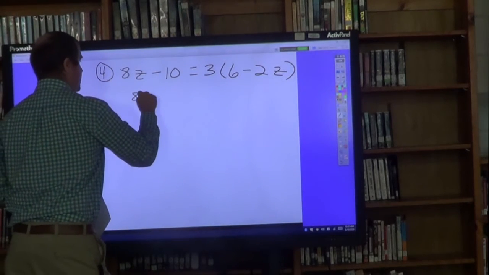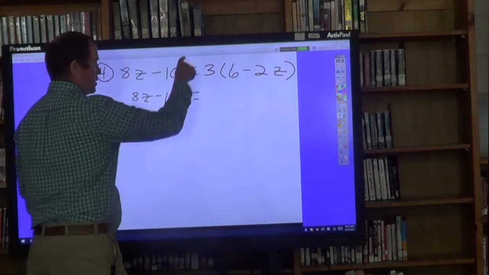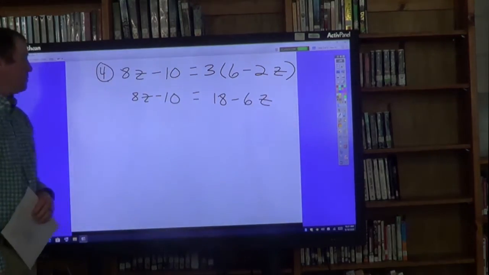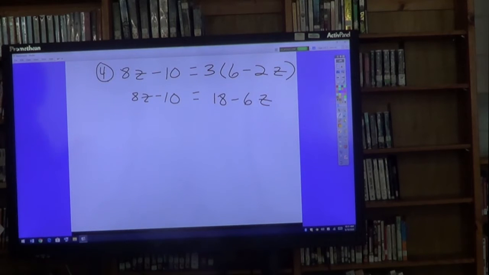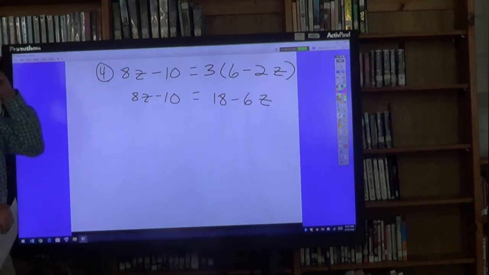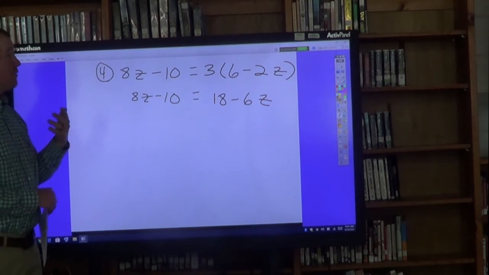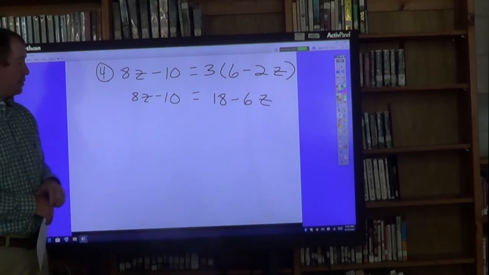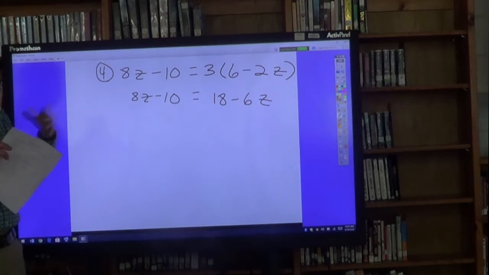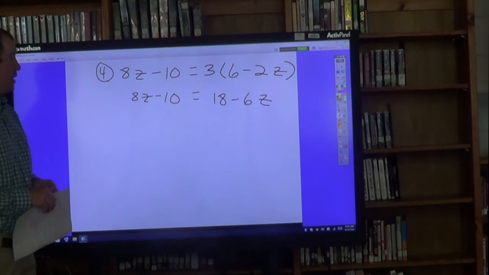So 8z minus 10 equals distribute. So 18 minus 6z. Okay, so both sides are simplified. There's no DPCLT over here. There's no DPCLT over there. So now we have the GRO. We have to get rid of one of these letters. Or again, you could just say, just bring them over and combine them, however you want to look at it. So that's what we'll do.